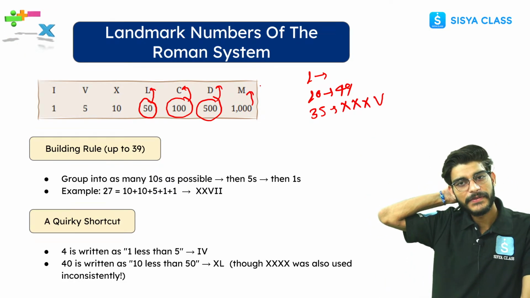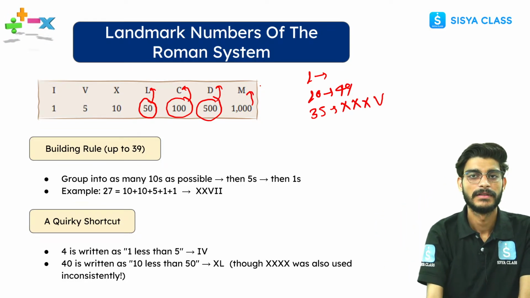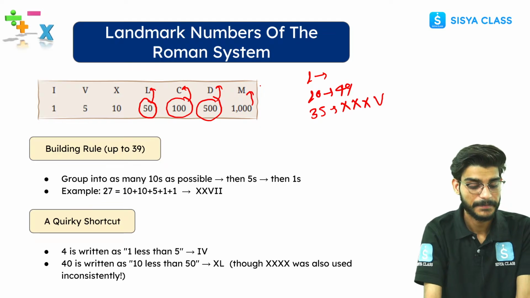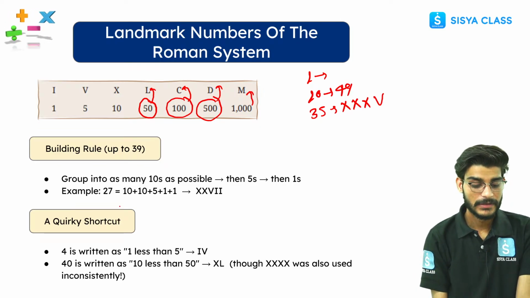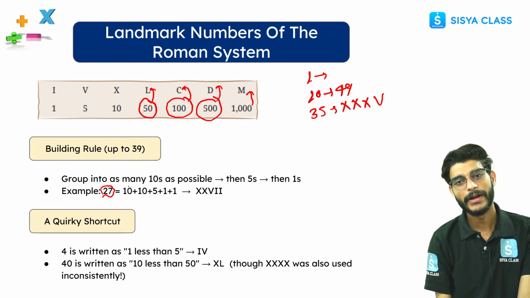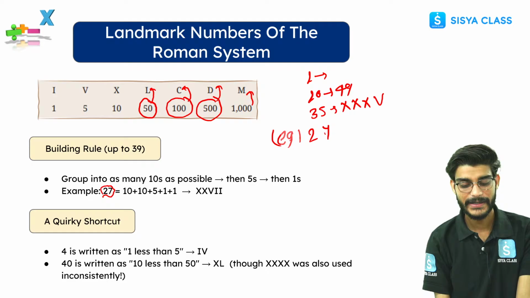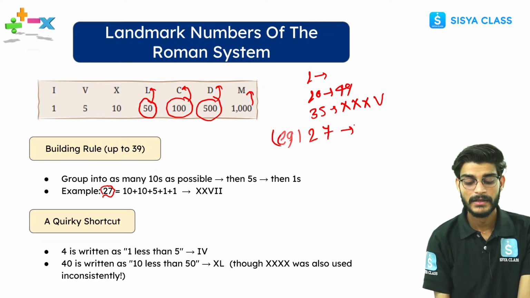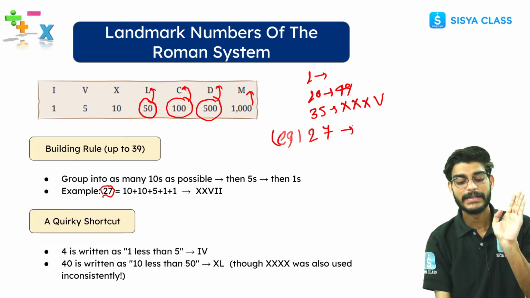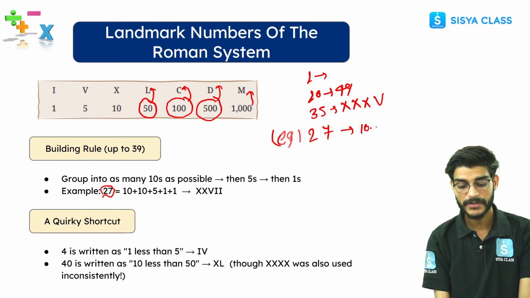But it is difficult to count bigger numbers, like 10,000, 50,000, 1 lakh, 10 lakhs. How will you denote them? There will be many notations, right? So suppose you want to write 27. Let's see some examples of the Roman number system. 27 is quite easy, right? How will you write it? For 27, break it down first: 10 plus 10 plus 5 plus 1 plus 1.